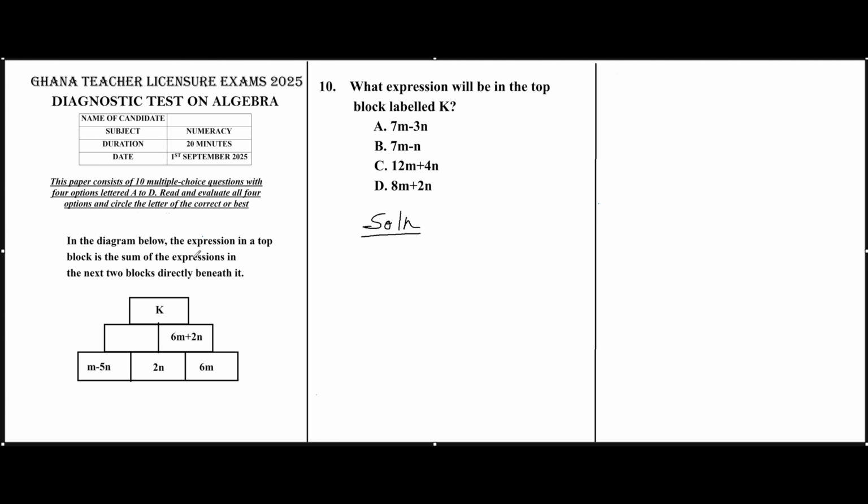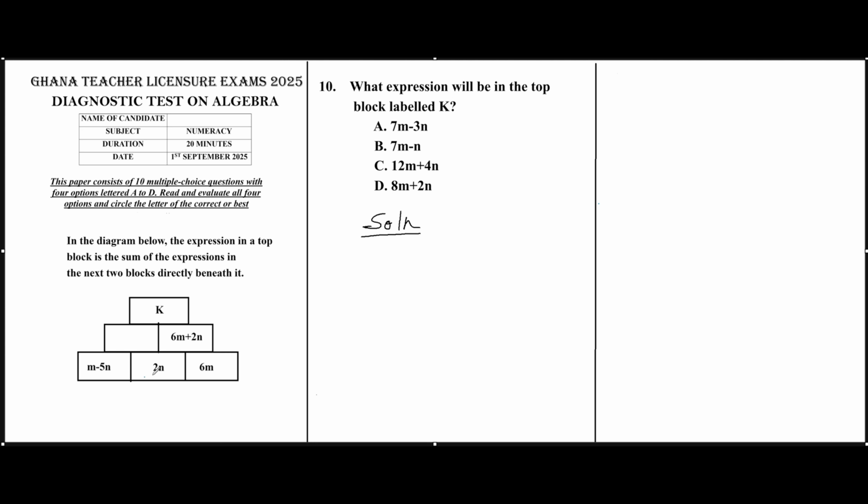Question 10. In the diagram below, the expression in the top block is the sum of the expressions in the next two blocks directly beneath it. So what is the expression at the top block labeled K? So we have to find the expression that will be placed at the top block here.